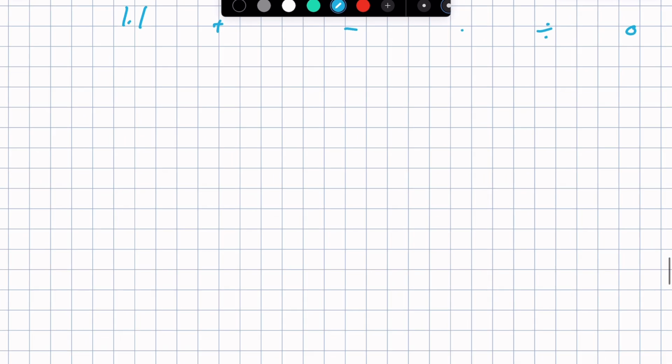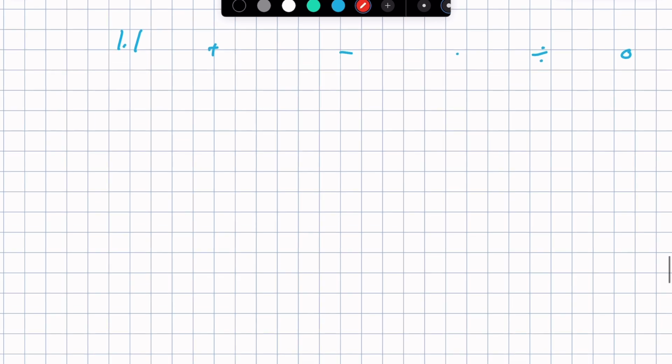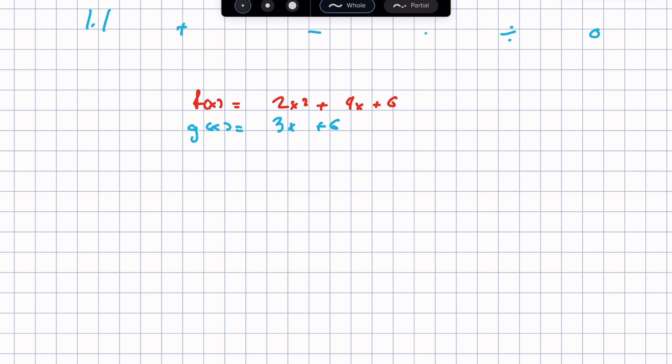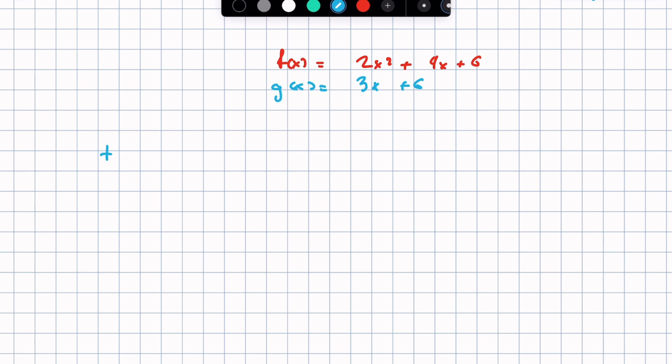So basically, we're always going to use the same one. Okay. So f de x is x au carré plus 4x plus 6. And g de x égal à 3x plus 6, okay? I did it purposely. This is degré 2 and this is degré 1.